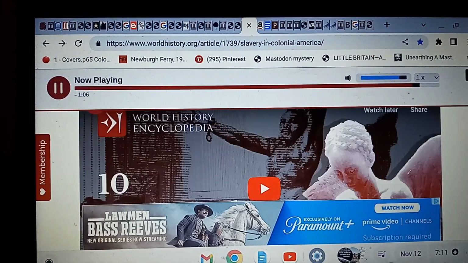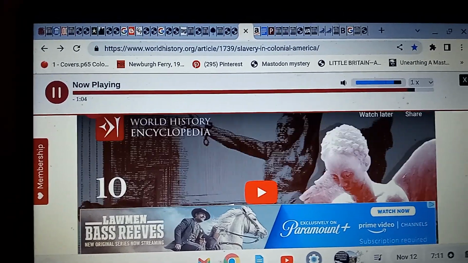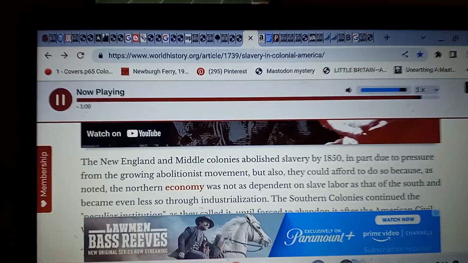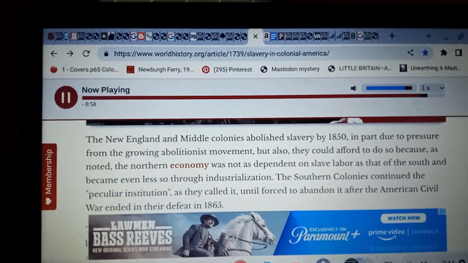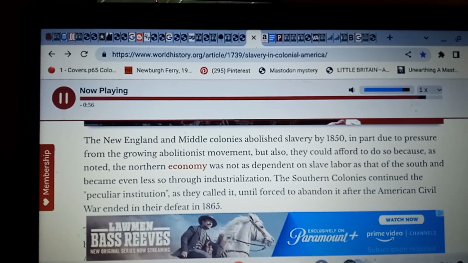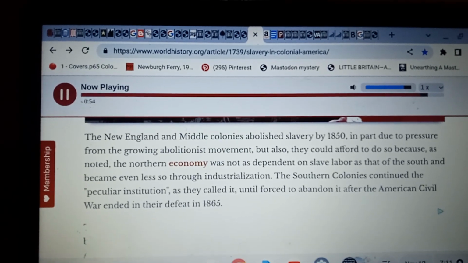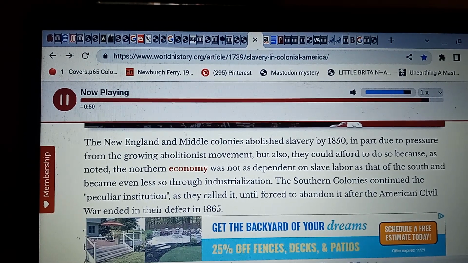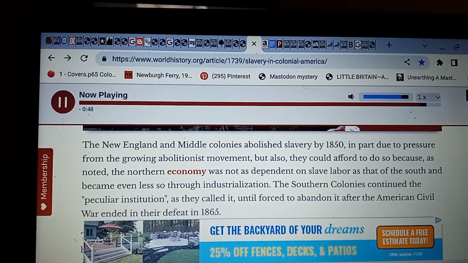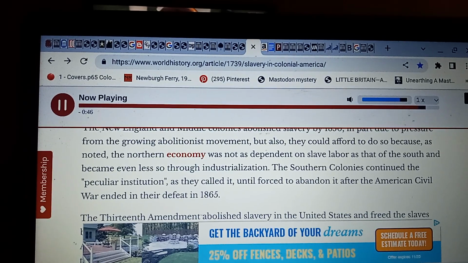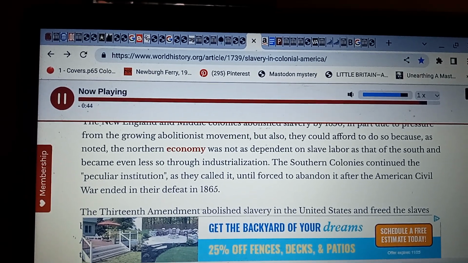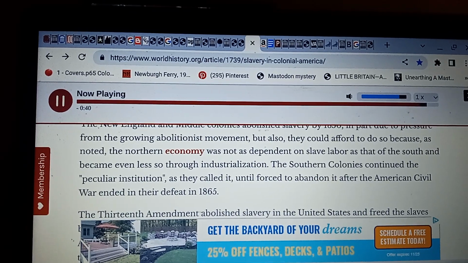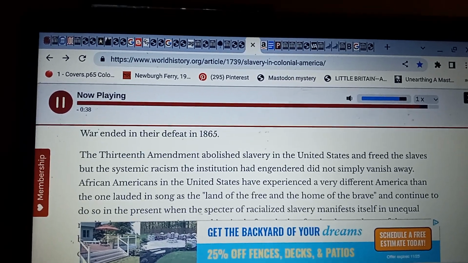The New England and Middle colonies abolished slavery by 1850, in part due to pressure from the growing abolitionist movement, but also, they could afford to do so because, as noted, the northern economy was not as dependent on slave labor as that of the South and became even less so through industrialization. The southern colonies continued the peculiar institution, as they called it, until forced to abandon it after the American Civil War ended in their defeat in 1865.